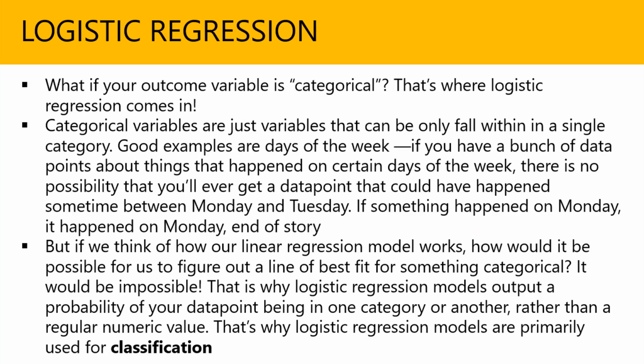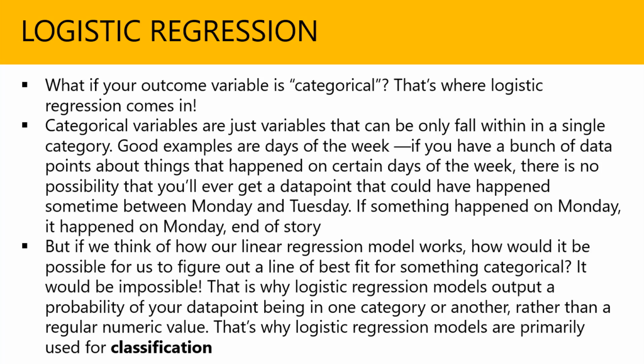Perfect. The next type of algorithm that we can use within machine learning is logistic regression. So here, what if the outcome variable is categorical? In other words, it's not continuous. If you have an outcome variable that is categorical, that's where logistic regression would apply. Categorical variables are just variables that can only fall within a single category.